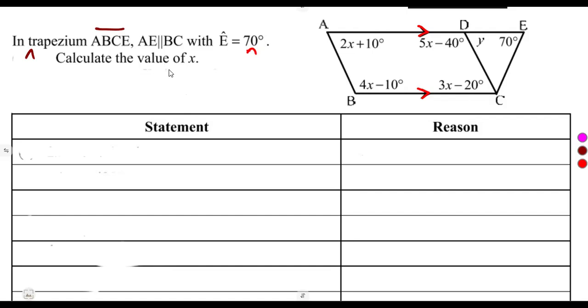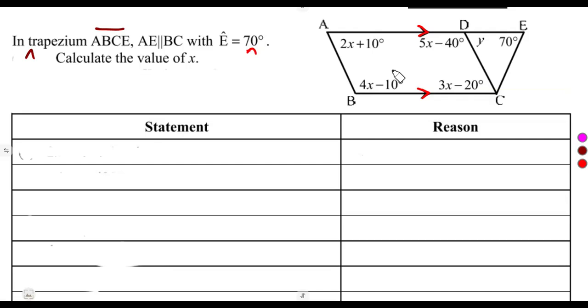So in order for you to determine the value of X, we must have an equation, which is a statement. So the statement will be taken from where? The properties now of the shape. All right, so as we said, that these two sides, they are parallel. It therefore follows that properties of parallel lines can be used.